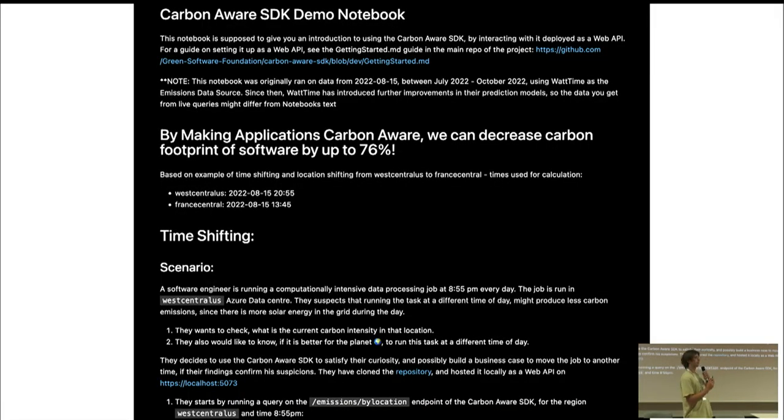So I don't know if you can see the text, but the case this is suggesting here is of a software engineer that is looking at the carbon intensity of their specific deployment. They're doing a machine learning job every single day that is running for a specific time. And just by looking at the stat here, this is based on data from one of their previous models, looking at moving from West Central US at that time to France Central, which are Azure regions, we could get up to 76% decrease in the carbon intensity of that application, so of the carbon footprint, which is very significant.